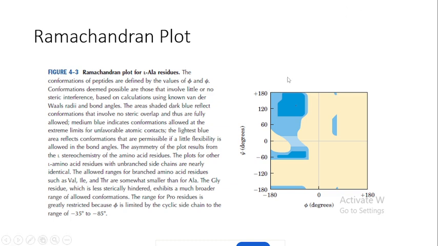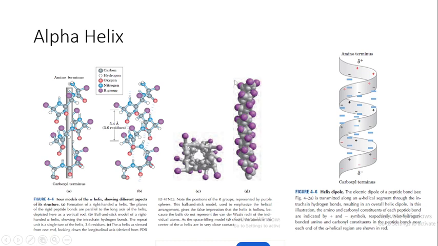So next we'll move to one of the secondary structures, which is alpha helix. What is helix? Define helix, or helical structure, what is that? Sir, helix is a spiral substructure. A spiral shape, okay.